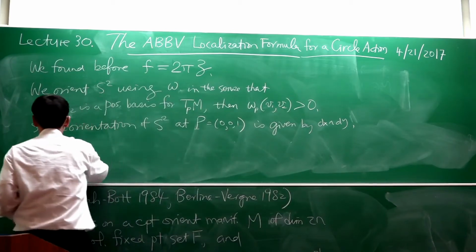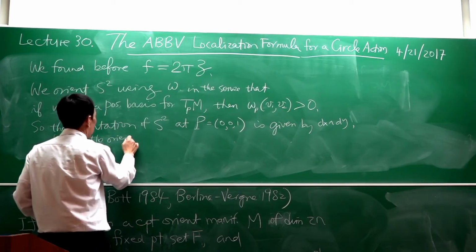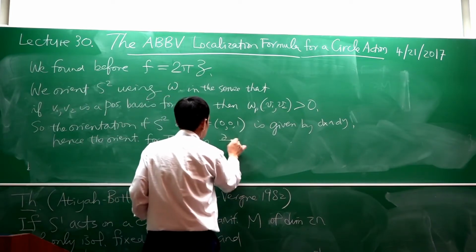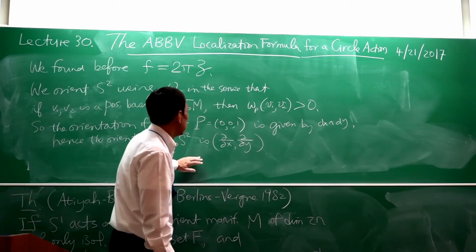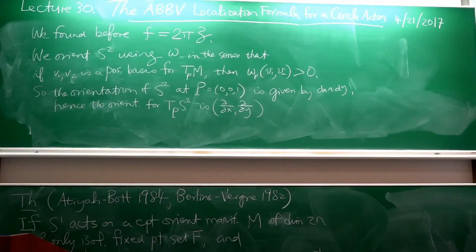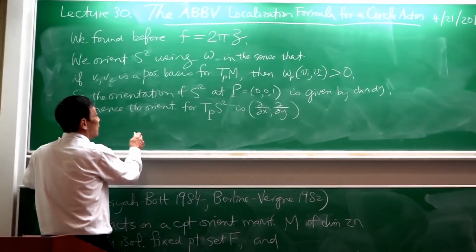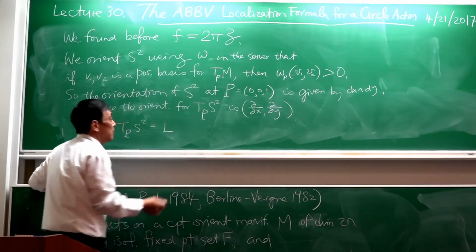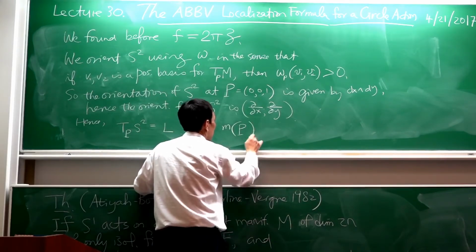Hence, a positive orientation for the tangent space at P is d/dx, d/dy. Okay? So you're going from x to y. That's the orientation. And that's also the orientation of the rotation, because it goes from dx to dy. So the exponent at P is 1.